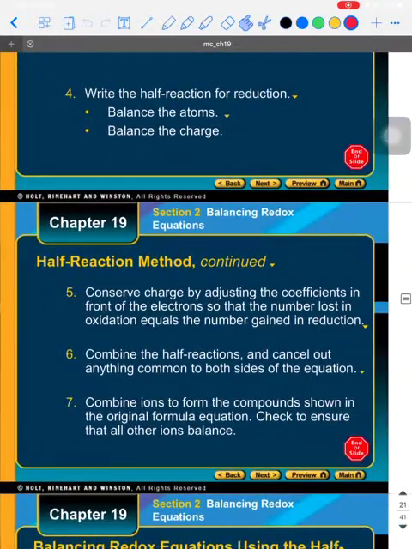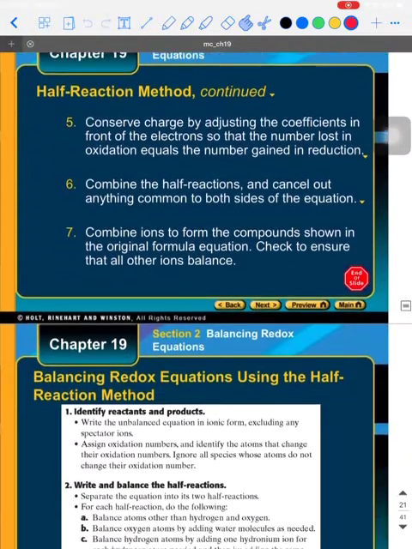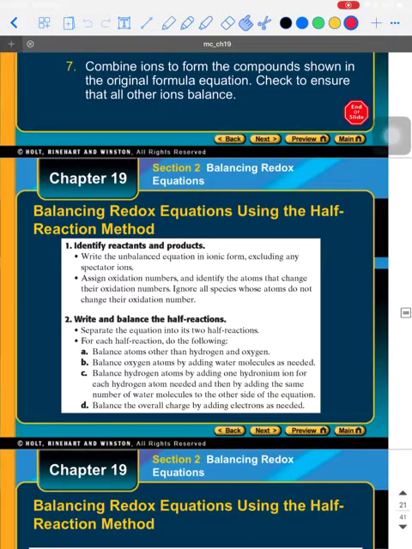Number 5, conserve charge by adjusting the coefficients in front of the electrons so that the number lost in the oxidation equals the number gained in the reduction. Combine the half reactions and cancel out anything common to both sides of the equation. Combine ions to form compounds shown in the original formula equation and check to ensure that all other ions balance, as shown in front of you.